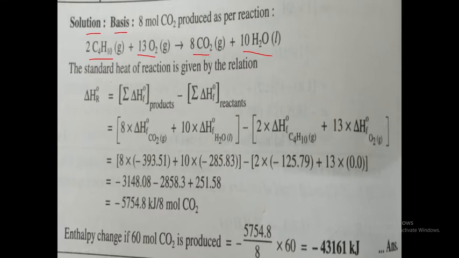Okay. So the standard heat of reaction formula: delta H R naught is equal to summation of delta H F naught of product minus summation of delta H F naught of reactant. Are you clear or not? Okay. So here first we are going to concentrate on the product values. What are the products as per the reaction? First one is carbon dioxide, another one is water.